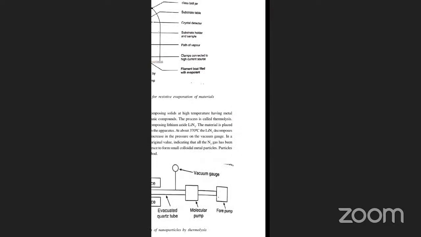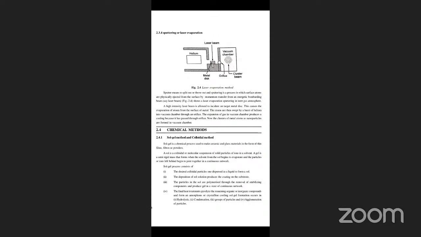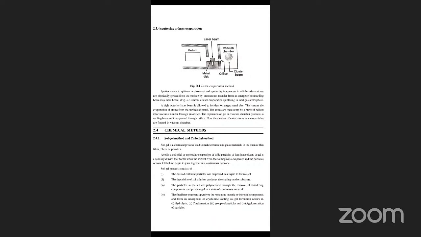So here, what is it? Sputtering or laser evaporation. Sputter means to spit out or throw out. Sputtering is a process in which surface atoms are physically ejected from the surface by momentum transfer from an energetic bombarding beam, say a laser beam. Next shows a laser evaporation sputtering setup. A high intensity laser beam is allowed to be incident on a target metal disk. This causes the evaporation of atoms from the surface of the metal.